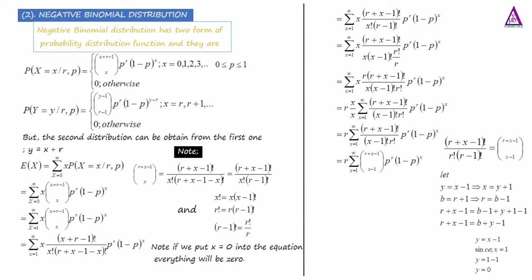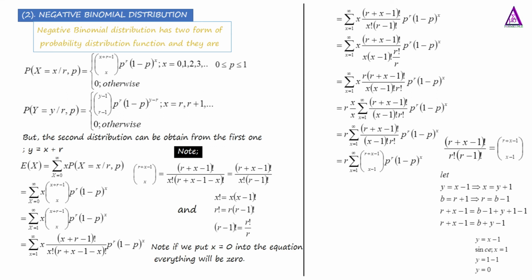And the second one is P(Y = y | r, p) equals the combination (y - 1) choose (r - 1), p raised to r, into the bracket (1 - p) raised to (y - r), where y equals r, r + 1, and so on, 0 otherwise. But the second distribution can be obtained from the first one by putting y equal to x plus r.